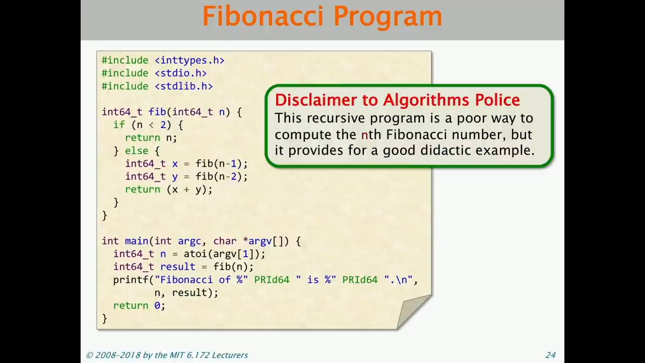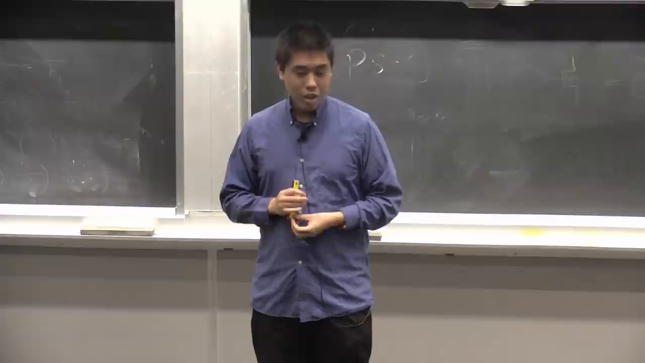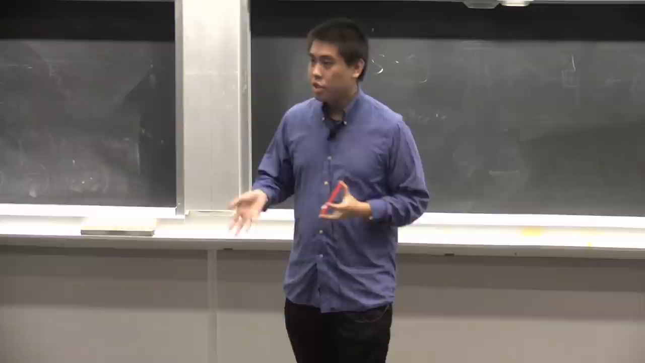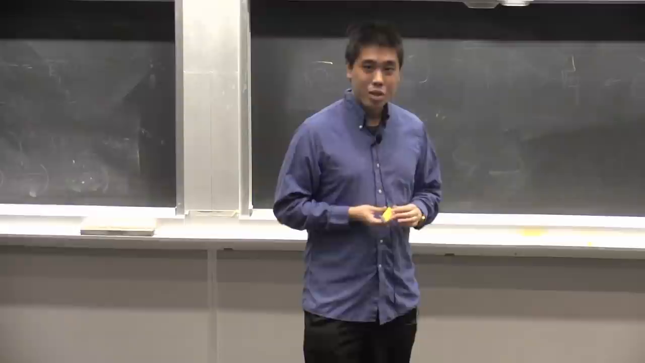I do want to make a disclaimer to the algorithms people, that this is actually a very bad algorithm. It takes exponential time, and there are much better ways to compute the nth Fibonacci number. There's a linear time algorithm which just computes the Fibonacci numbers from the bottom up. This algorithm here is redoing a lot of the work because it's computing Fibonacci numbers multiple times, whereas if you do a linear scan from the smallest numbers up, you only have to compute each one once. And there's an even better algorithm that takes logarithmic time, based on squaring matrices. Has anyone seen that algorithm before? A couple of people. If you're interested in learning more about this algorithm, I encourage you to look at your favorite textbook, Introduction to Algorithms by Cormen, Leiserson, Rivest, and Stein.